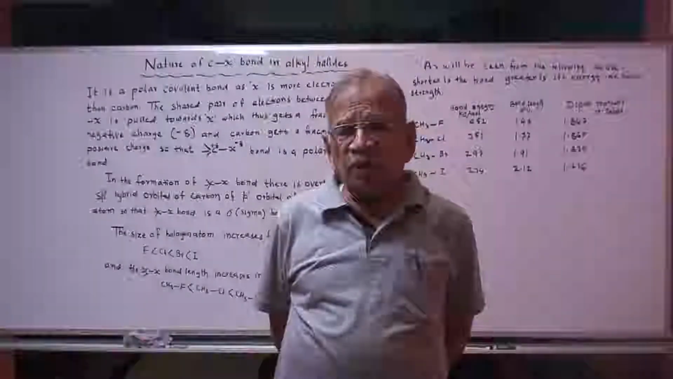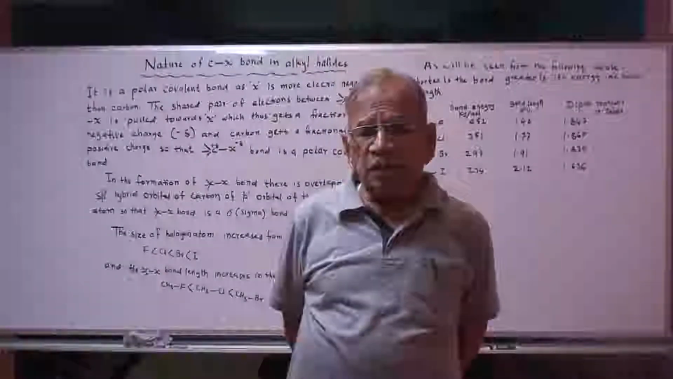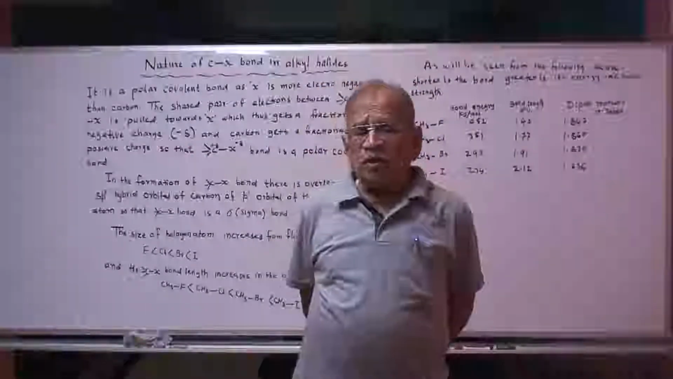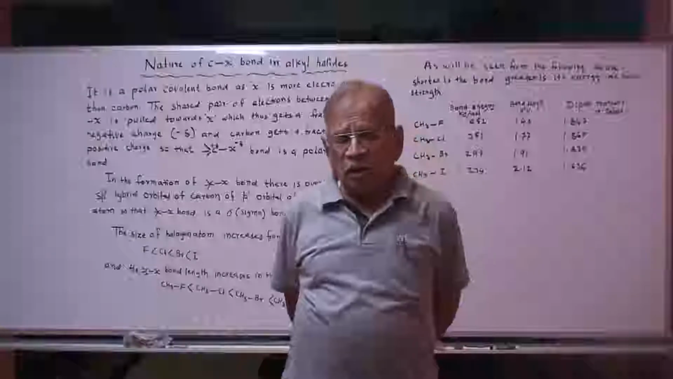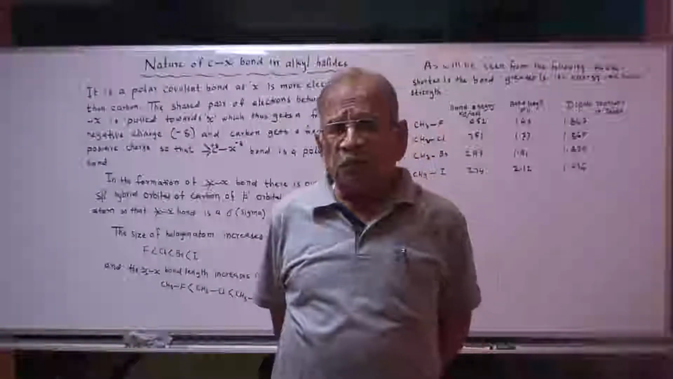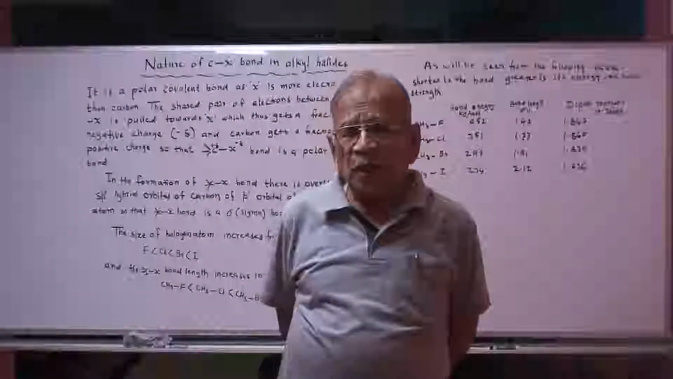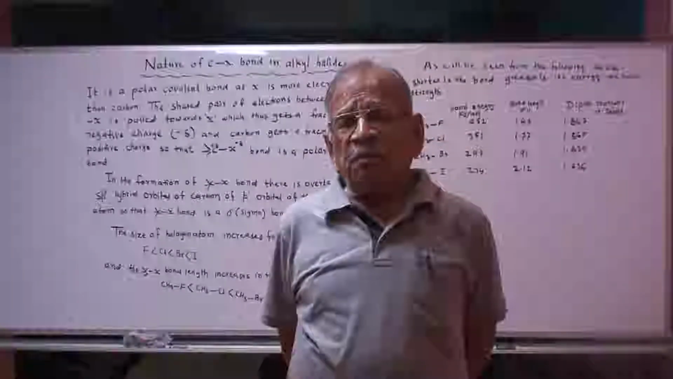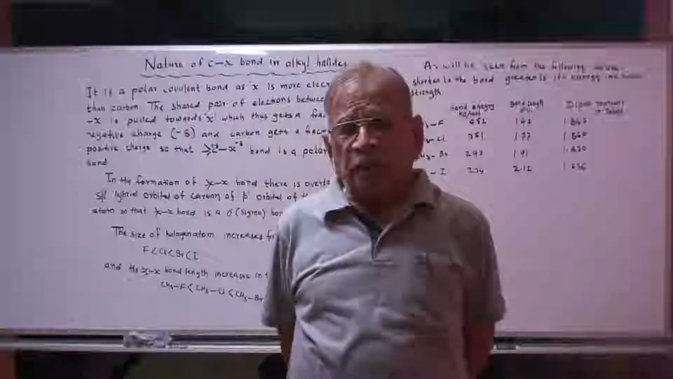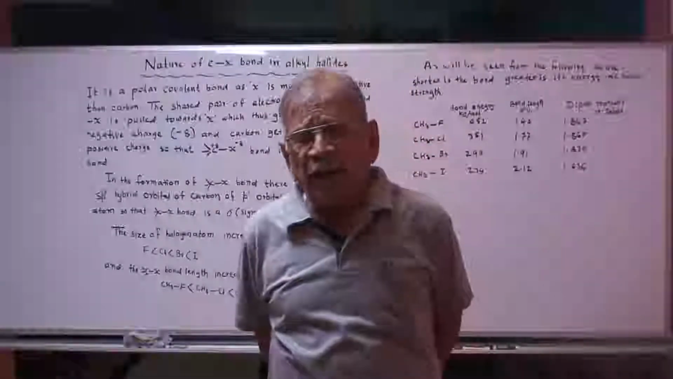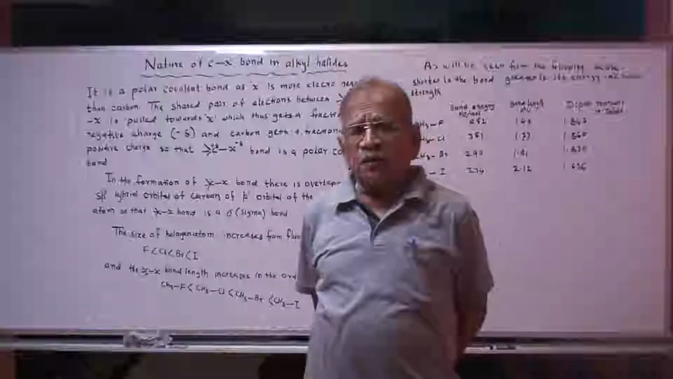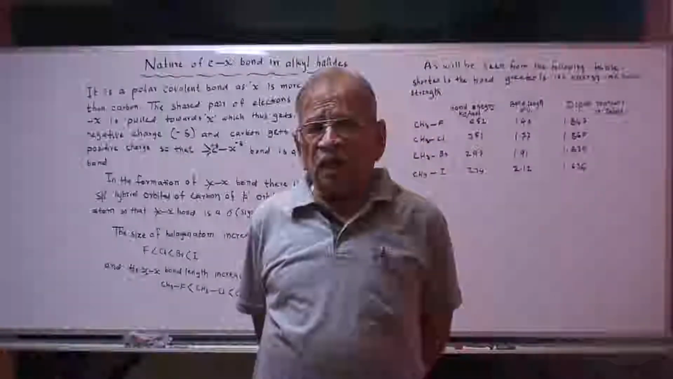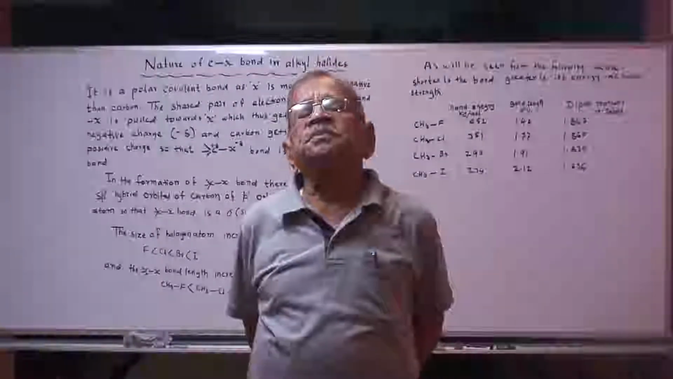the C-F bond in methyl fluoride or fluoromethane, the C-X bond in tertiary butyl bromide, secondary butyl bromide, and the nature of the C-X bond in various alkyl halides.